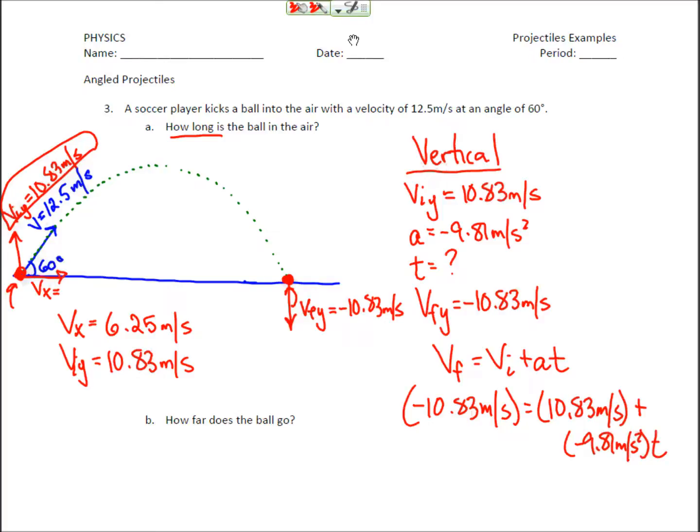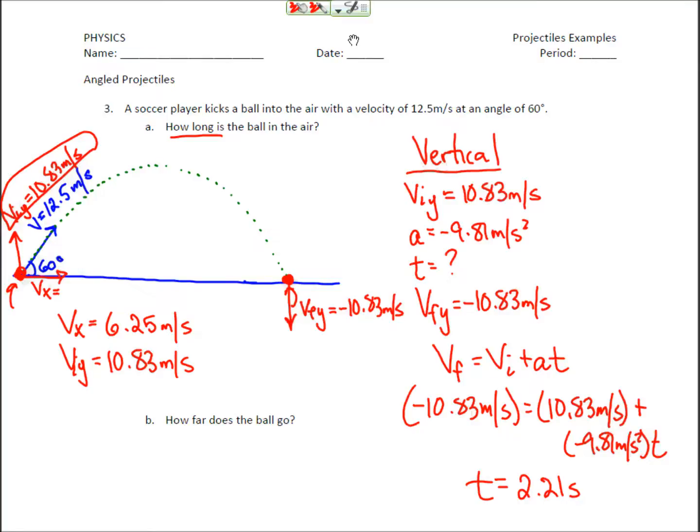All right, and solve for t. When I get that value, I'm going to get 2.21 seconds. All right, so that's one approach. There are other approaches here.